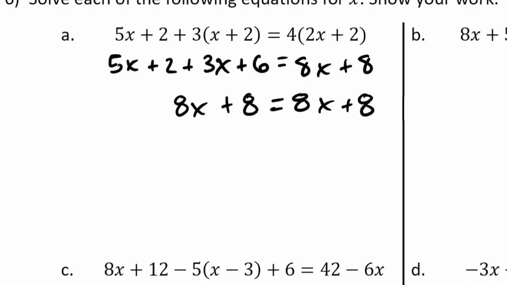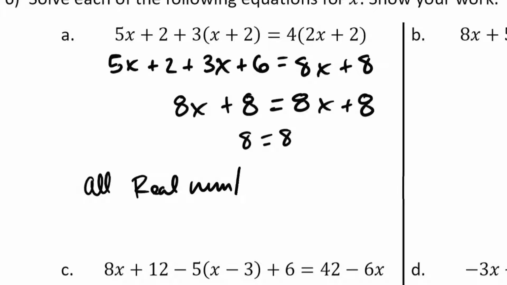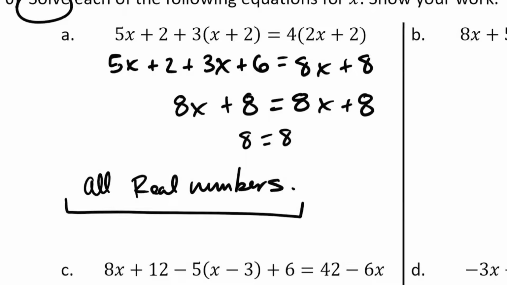So what's happening, right, we've kind of collapsed this down to an identity. It's something that's always true. I could take away 8x from both sides. I get 8 equals 8. That's always true, right? It doesn't matter what x is. So what we say is that our solution is all real numbers. Any number you can pick would work. That's the solution you were asked to find. So a solution is all real numbers.